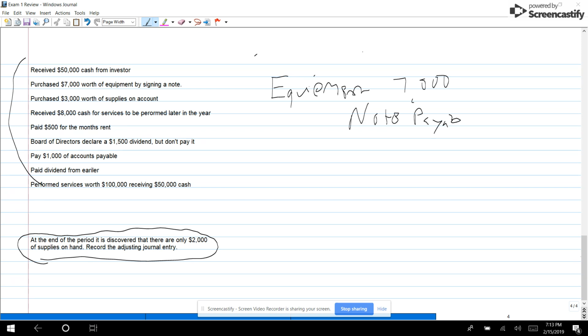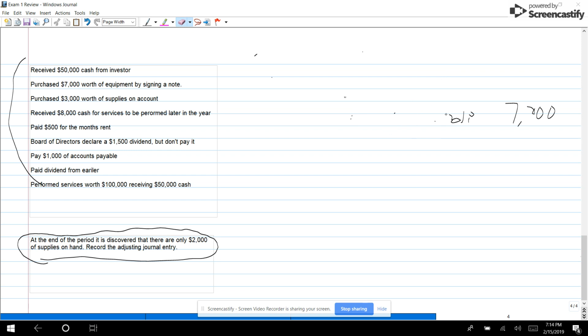Some people have asked what's the difference between an account payable and a note payable. A note payable has an interest component, so we'll pay them the 7,000, but then we'd have to pay them a little extra too as an interest expense. But we don't worry about that till chapter 10, so you have that to look forward to.